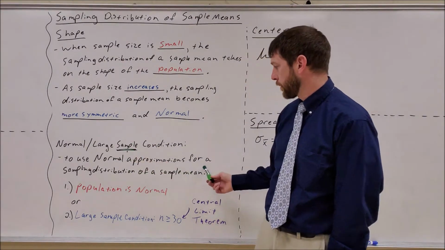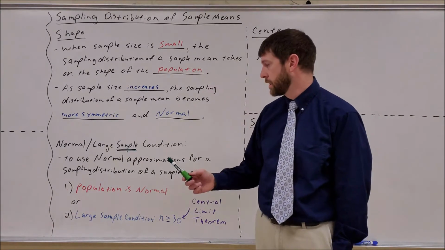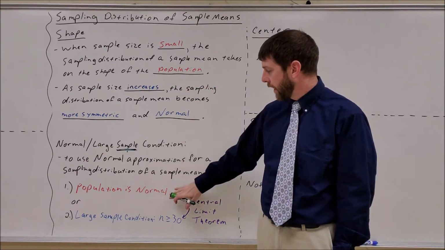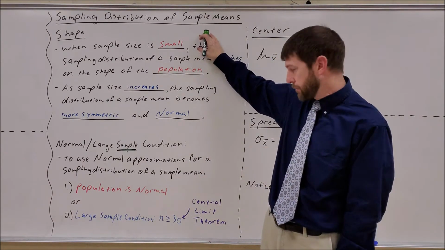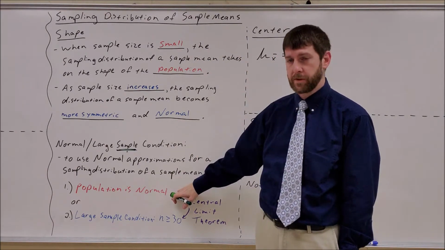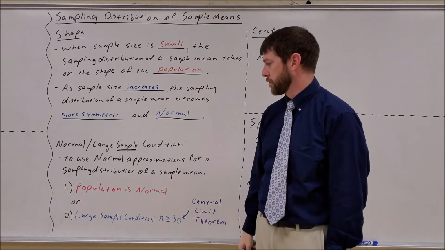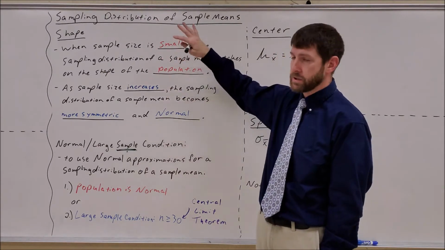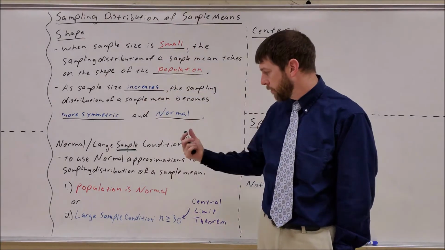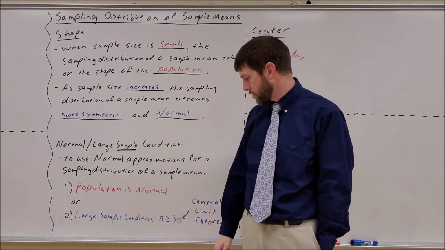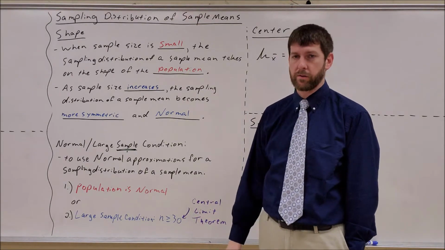So to use a normal approximation for sampling distribution of sample means, I've got to have one of two things. Either the population has got to be normal, because we know that if the population is normal, the sampling distribution is normal, even with small sample sizes. Okay, so that's number one, check to see if the population is normal. And then two, if the population is not normal, then we've got to have a large sample. And how large of a sample do we need? What's our large sample condition? Well, it says that n, that's your sample size, is greater than or equal to 30.